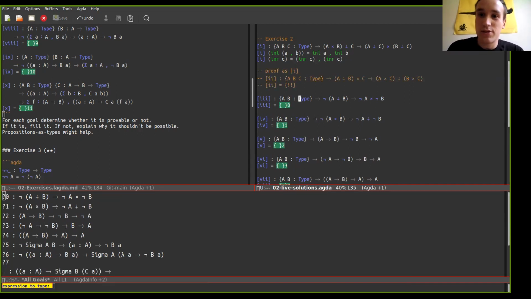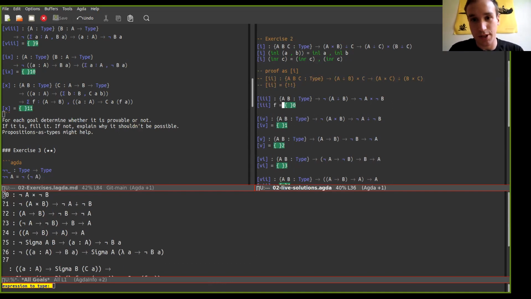Okay, what if now it gets a bit trickier? What about this guy, number 3? If not A or B, then not A and not B. Yeah, okay, people say yes, exactly. But we can do this one.